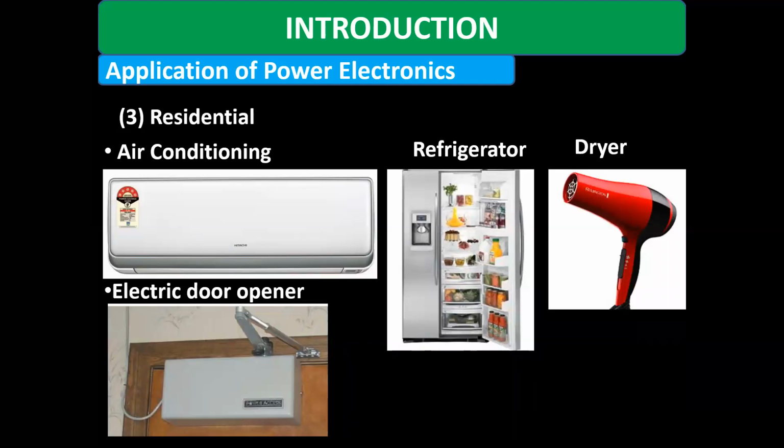Now another application of power electronics is in residential applications. In air conditioning, we control the speed of the fan, using this to control the cooling mechanism, and to control the overall power consumption, we need a power electronics converter. Similarly, for the refrigerator and the dryer, to control the heating of the air, we generally introduce a power electronics converter. There are also electronic door openers, which work on the magnetic principle only, and through this we can operate the electronic doors.